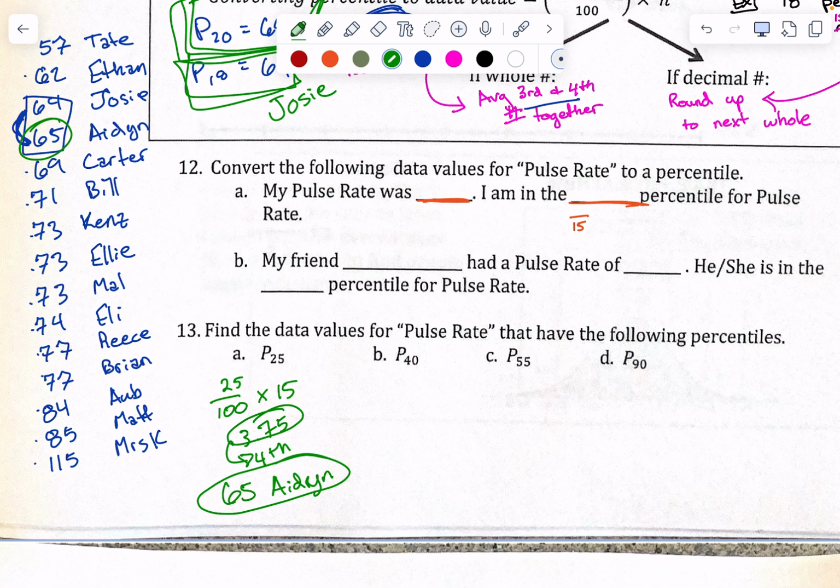The numbers are 65, 72, 75.5, and 85. I got 73 on C. I got 73 on C.